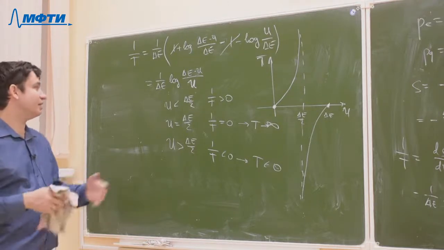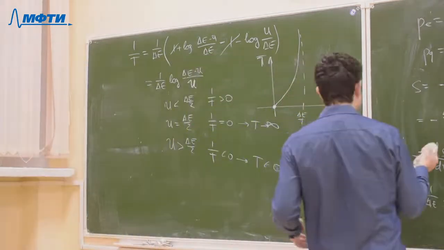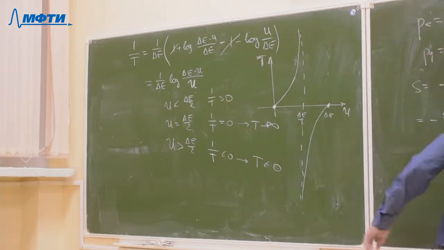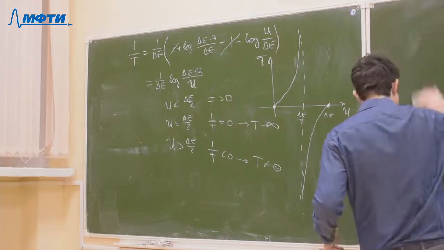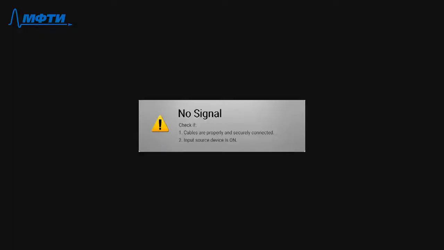Actually, instead of this derivation, I could do a very simple thing. In order to find the temperature, I could do something very, very simple and get the same result. As we know, according to the Gibbs distribution, Ei is proportional to exponent of minus Ei over kBT.